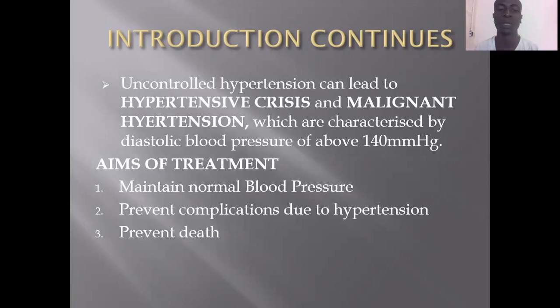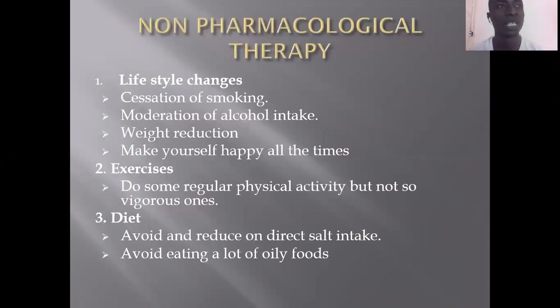Aims in the treatment of hypertension: the first aim is to maintain the blood pressure. The second aim is to prevent complications due to hypertension, and the third aim is to prevent death. Before we look at the drugs used in the treatment of hypertension, it's important to look at the non-pharmacological therapy. Before you initiate a client on treatment of hypertension, first you need to get them on the non-pharmacological treatment. If it doesn't work out, that is when you can start putting a client on drug treatment.